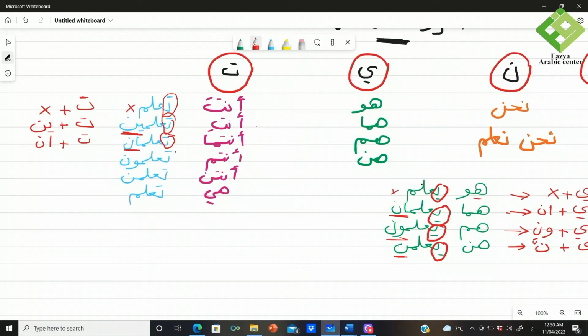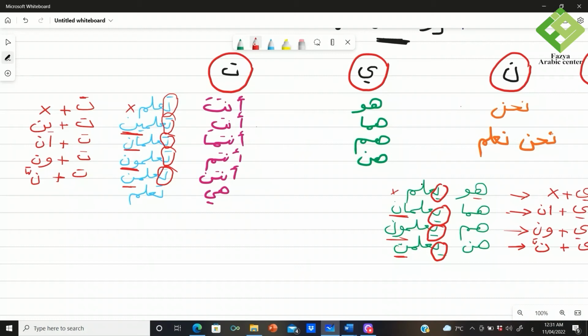Antum, ta at the beginning, waw noon. So again, ta plus waw noon, it's antum. Antunna, ta at the beginning, noon at the end, so ta plus noon with a shadda and fatha, then it is antunna.